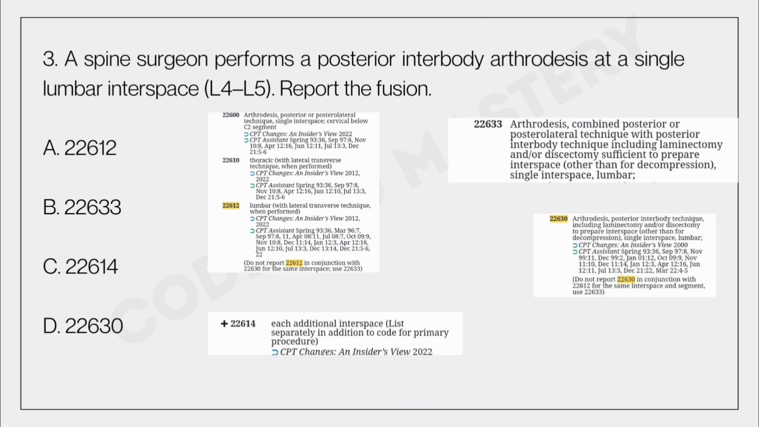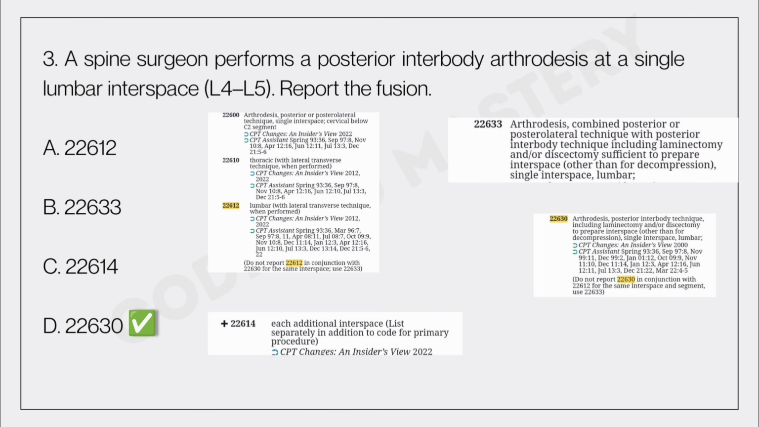The correct answer is option D. That is 22630. The question clearly states posterior interbody arthrodesis, single lumbar interspace, L4 to L5. And they're asking to report the fusion. So the code 22630 is for posterior interbody fusion of a single lumbar interspace. So all the keywords match this code: posterior interbody technique, lumbar and single interspace.